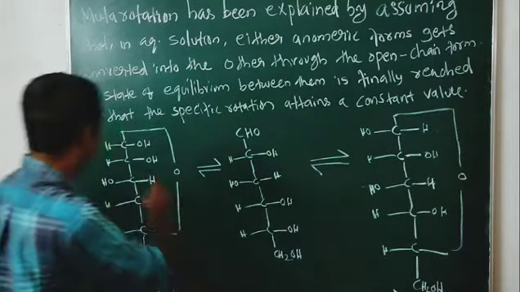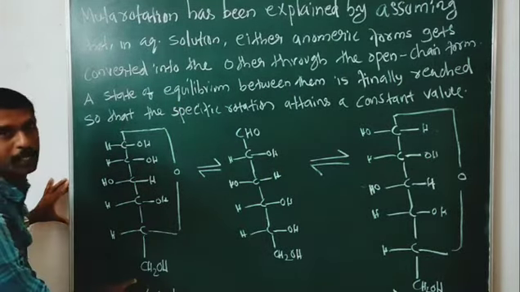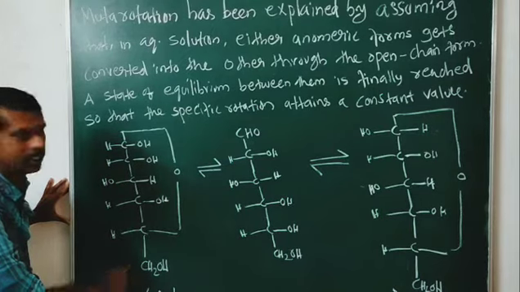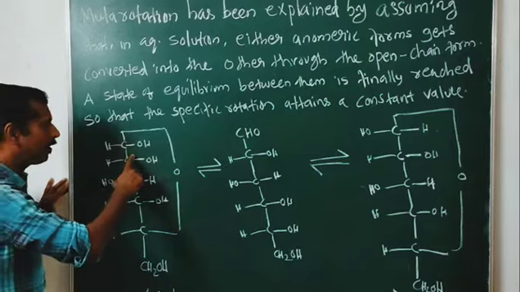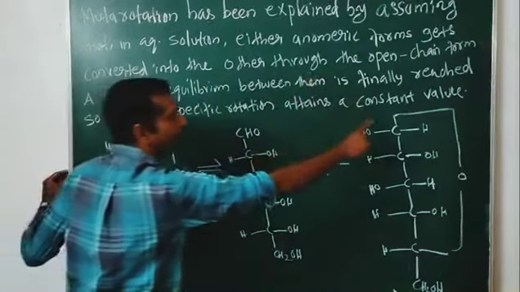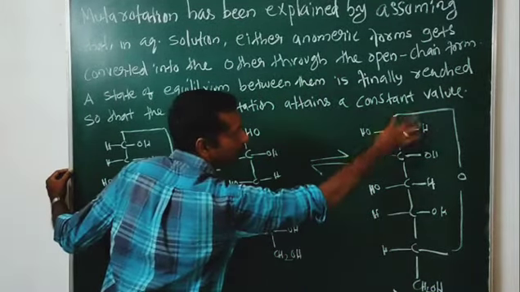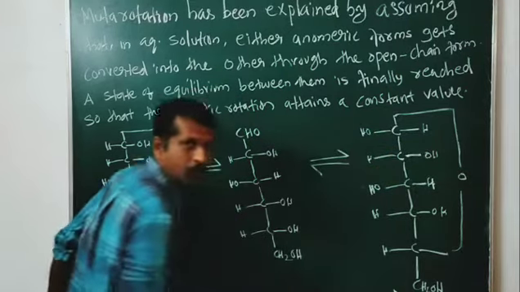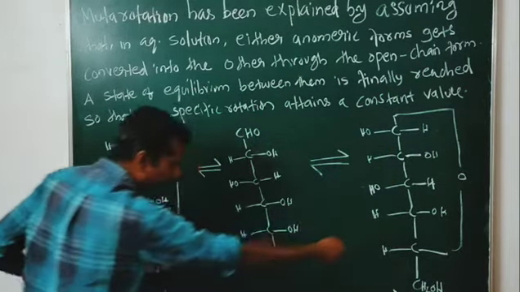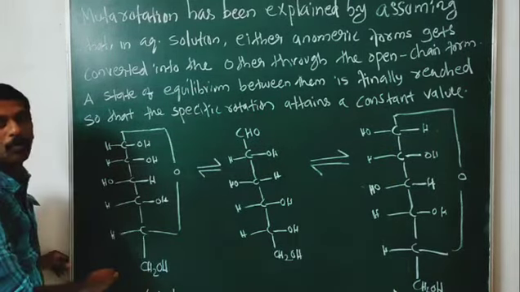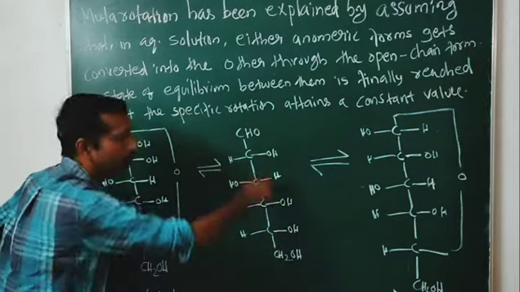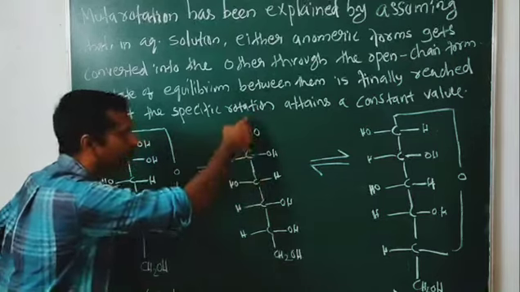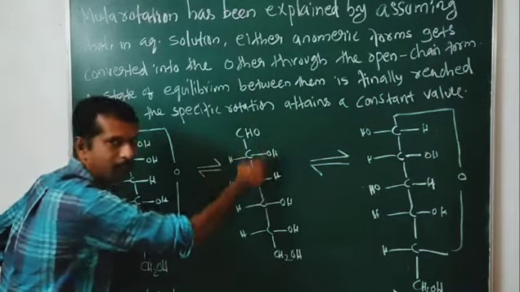So look at here, which form is this one? Alpha D glucose. When you dissolve it in water, what will happen? This alpha D glucose will change into beta D glucose, and beta D glucose will be converted to alpha D glucose through the open chain form. This is the open chain form. This is our reducing sugar form. The aldehyde group is there. This is our open chain form.